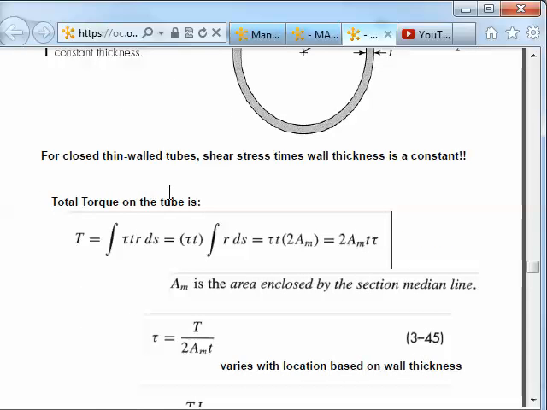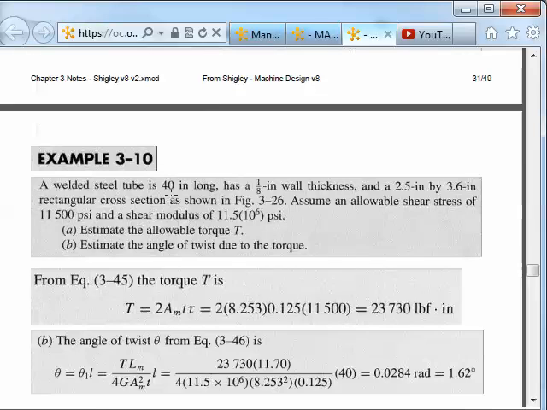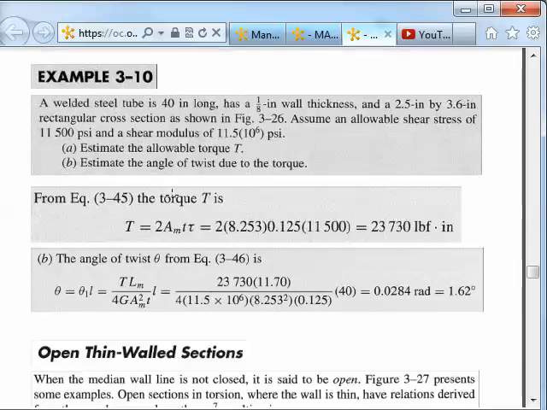So looking at an example, we saw the formulas in class. So we have a welded steel tube, 40 inches long, 1/8 inch wall thickness, 2.5 by 3.6 inch rectangular cross section, as shown in Figure 3-26. Assume an allowable shear stress of 11,500 and a shear modulus of 11.5 million. Estimate the allowable torque and estimate the angle of twist due to torque.